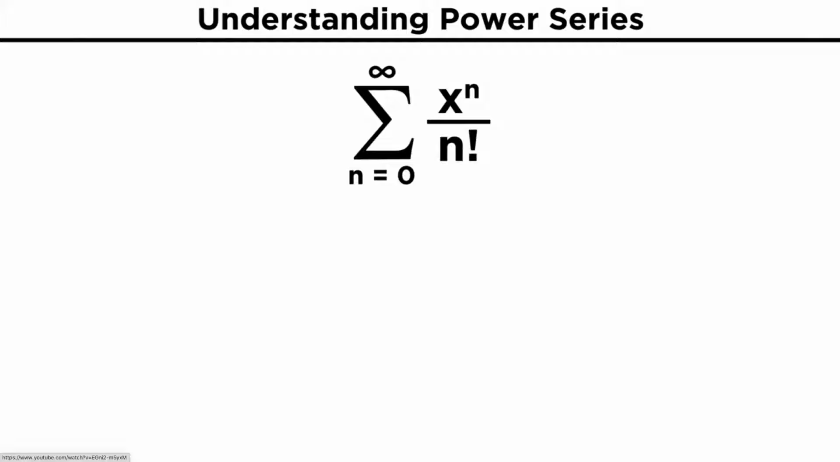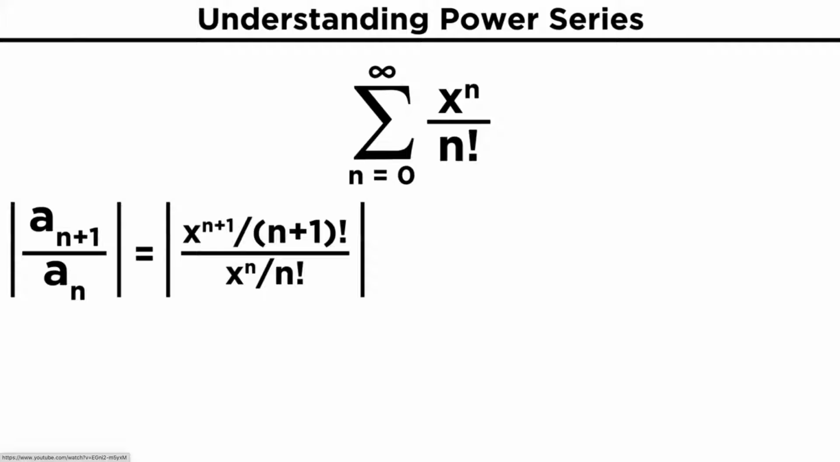Let's try an example and see how this applies. Take x to the n over n factorial. What can we do with this? Let's try the ratio test. We get x to the n plus 1 over n plus 1 factorial. And then, given the original series in the denominator, we just multiply by the reciprocal, or n factorial over x to the n.